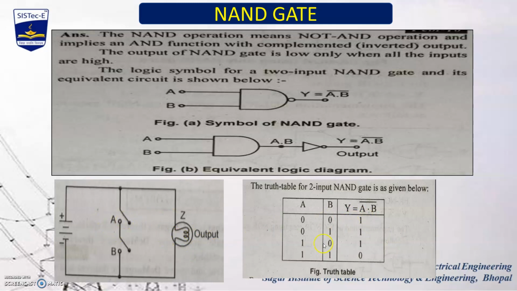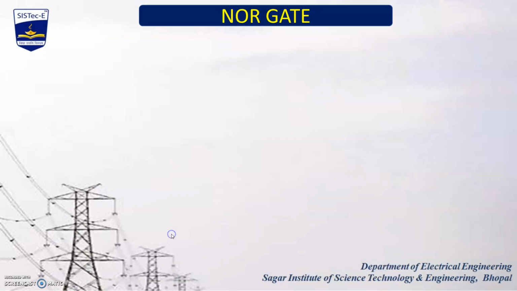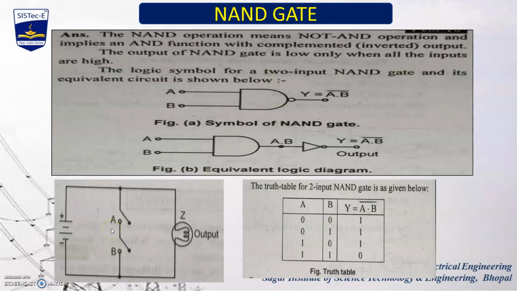Again in case 2, when A is 0 and B is 1, switch A will be open and switch B will be closed. In that case also, the circuit works the same way: the source current passes to the load, the bulb, and the bulb will glow.